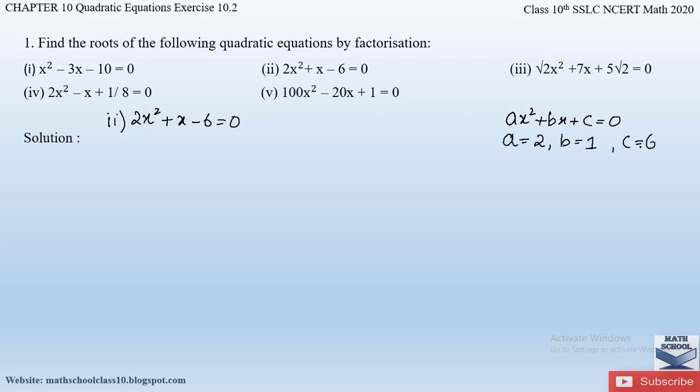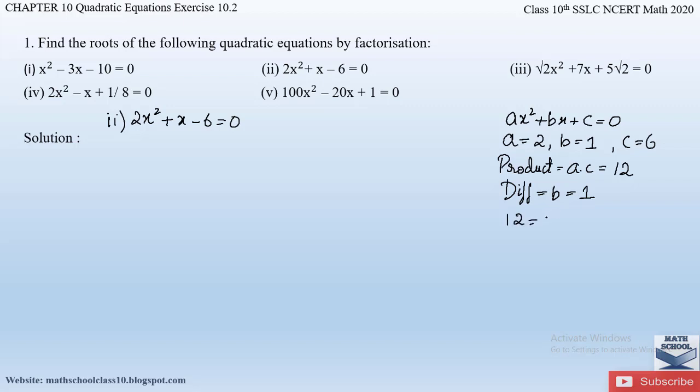So we are not taking the signs initially, just take the numbers. So what is the product a into c, where that is 2 into 6, 6 2s are 12, and since we have a negative sign here, we are taking the difference. The sign of c, if it was positive, then we would have taken sum. So difference is equal to b, that is 1. So now we have to take factors of 12 such that the product we get is 12 and the difference should be 1.